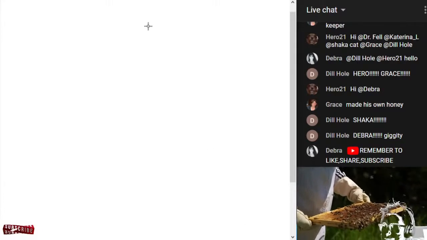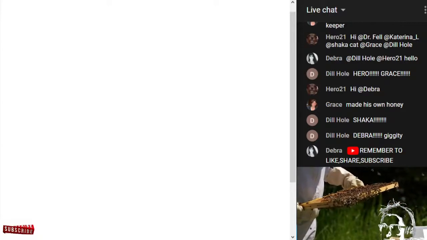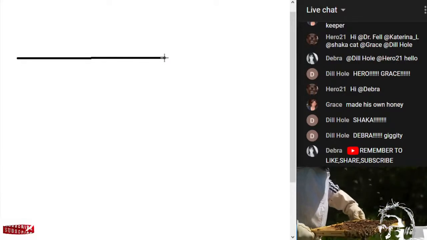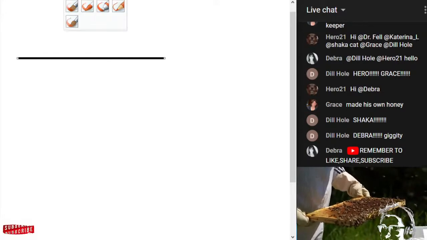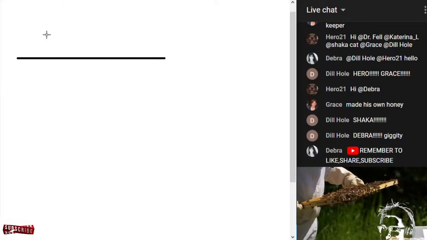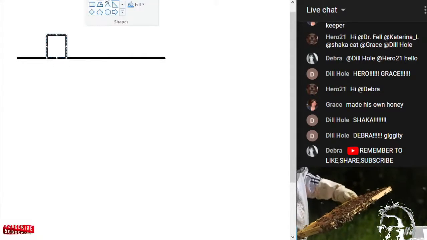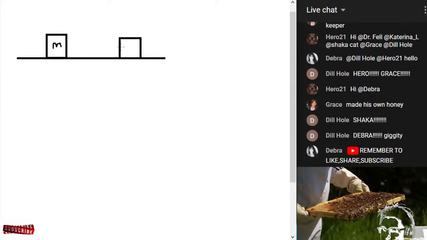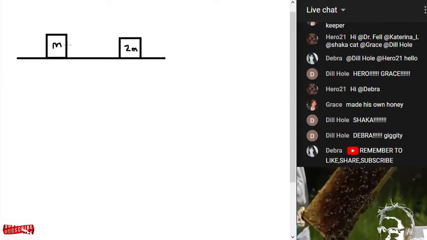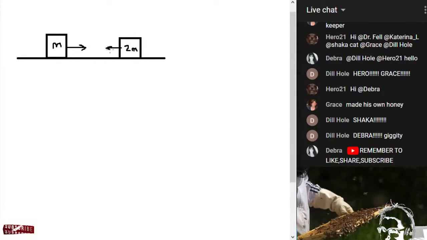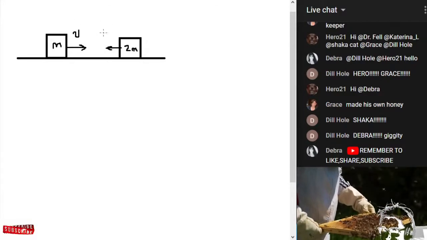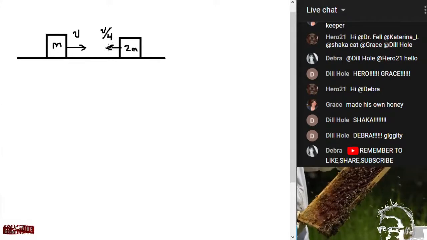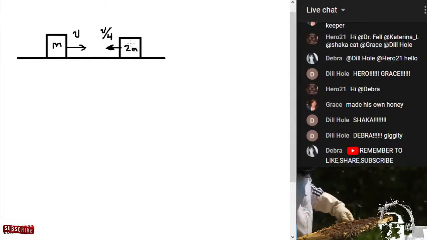Okay. So let's say that we have a flat surface, and we'll have two boxes on it. Call this M, and this 2M. This one is moving this way, this one's moving this way, this is moving at V, this is moving at V over 4. What's going to happen? They're going to collide.